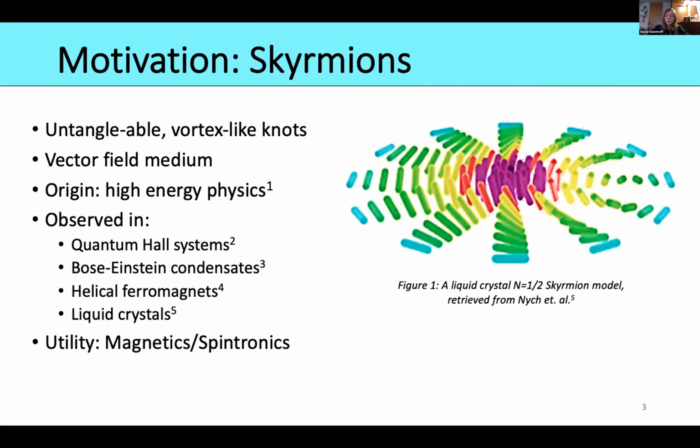If you're not familiar, skyrmions are untangleable vortex-like knots that occur in a variety of vector field media. That includes quantum Hall systems, Bose-Einstein condensates, helical ferromagnets, and liquid crystals. This figure comes from reference 6. I forgot to change the number there. It's an example of what's called an N equals 1/2 skyrmion. You can see how at the outer edge we go from, we'll call this 90 degrees, to about 0 degrees in the middle. So that makes it a 1/2 skyrmion.